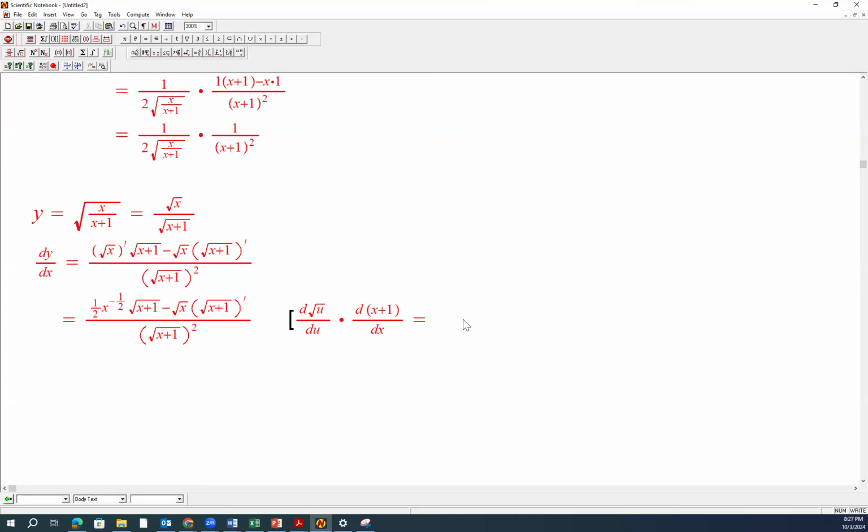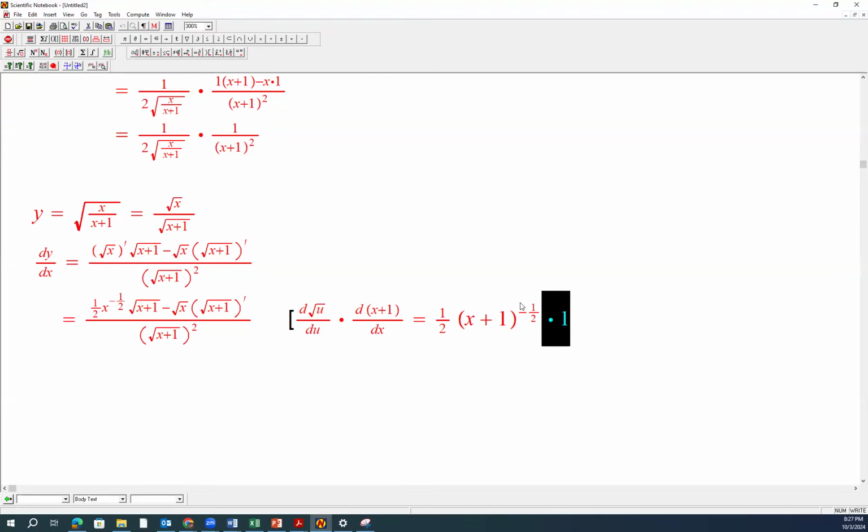The derivative of x plus 1 is 1. Okay, but this part, the derivative of root u with respect to u, which is going to be 1 over u raised to the power of negative half. Okay, the derivative of x plus 1 with respect to x is the derivative of a sum, and that's going to be equal to 1 because the derivative of 1 is 0. But this u here will be replaced by x plus 1.